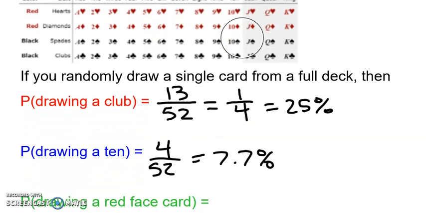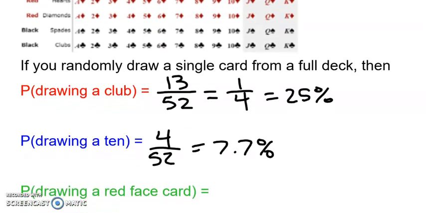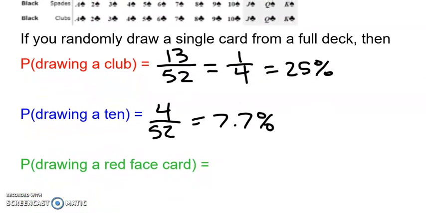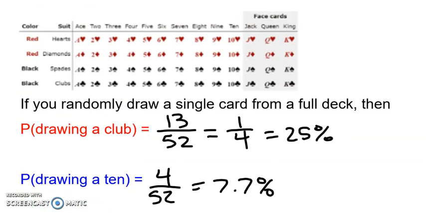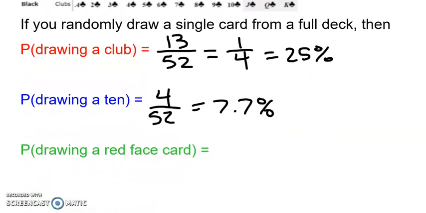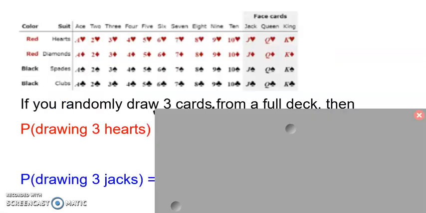My last example is drawing a red face card. So I'm just going to go back up to my sample space and double check. I know that there are 3 face cards for each suit, Jack, Queen, and King, and there are 2 different suits that are red. So that gives me a total of 6 events, or 6 outcomes to get this event. So 6 out of 52, which is about 11.5%. Okay, last set of examples here.